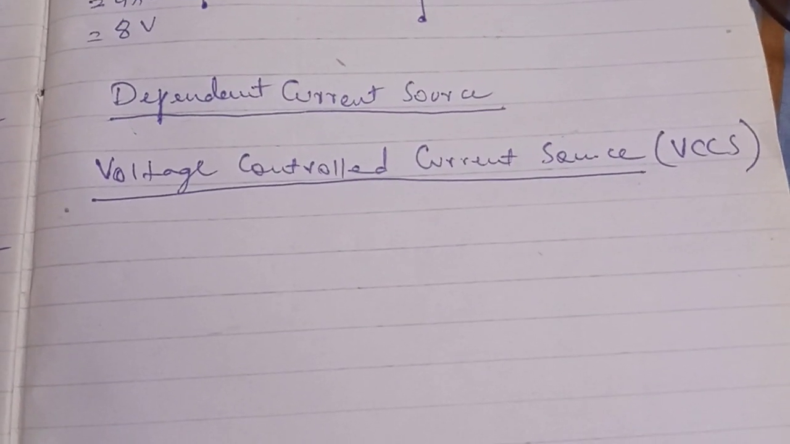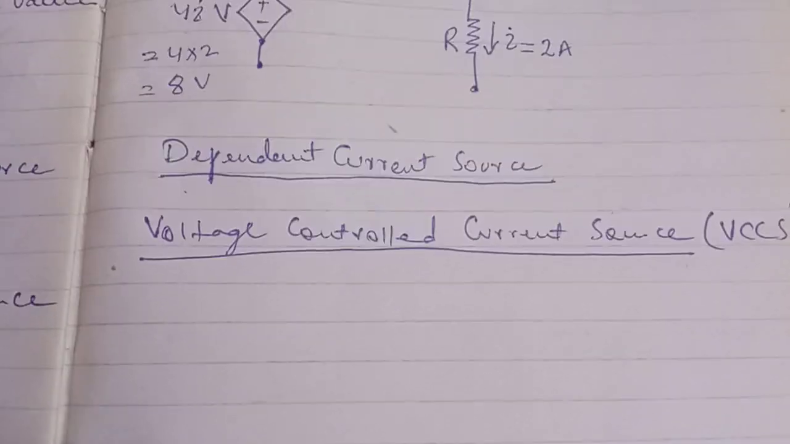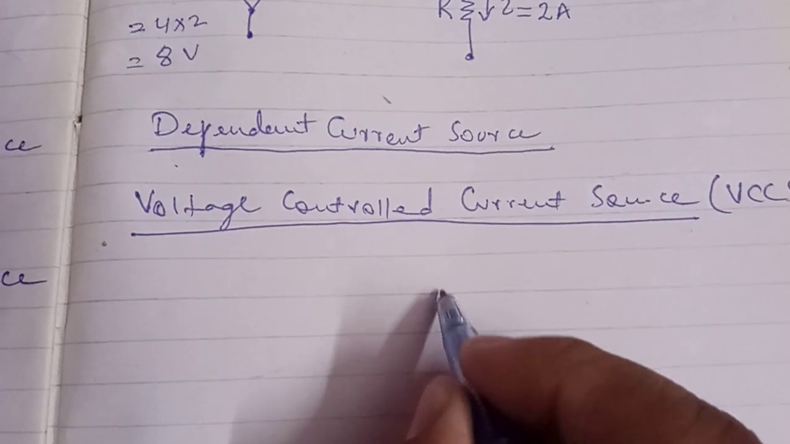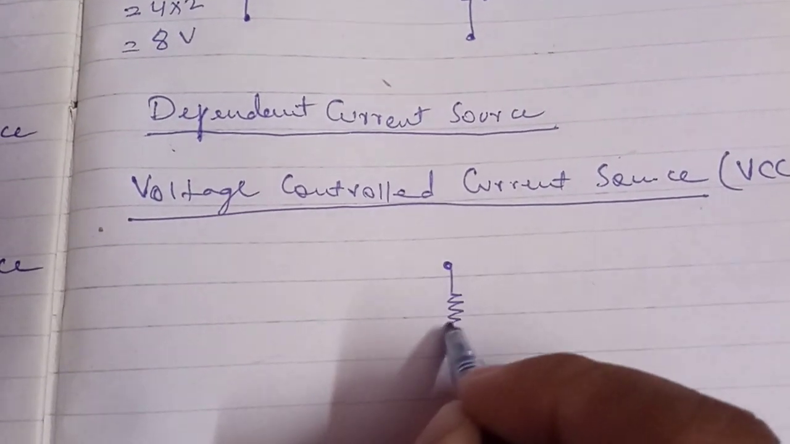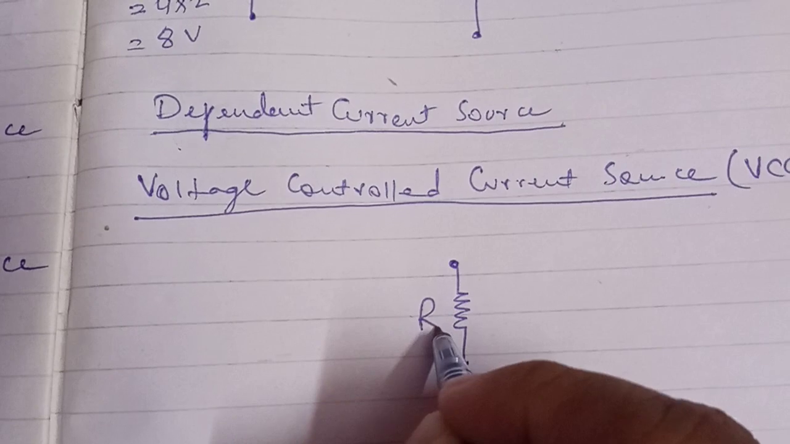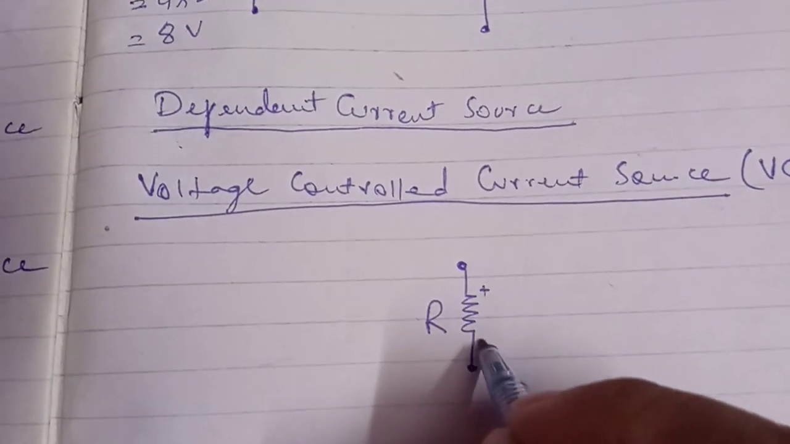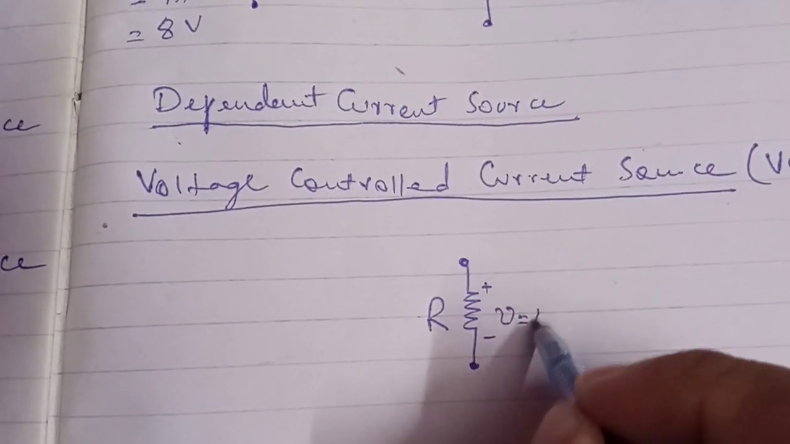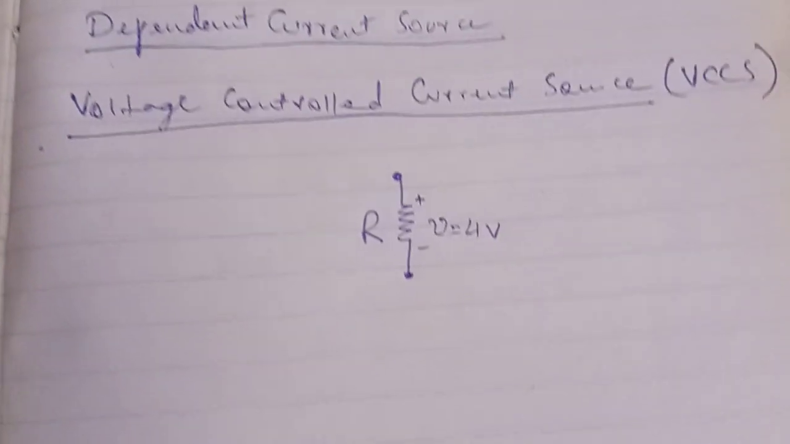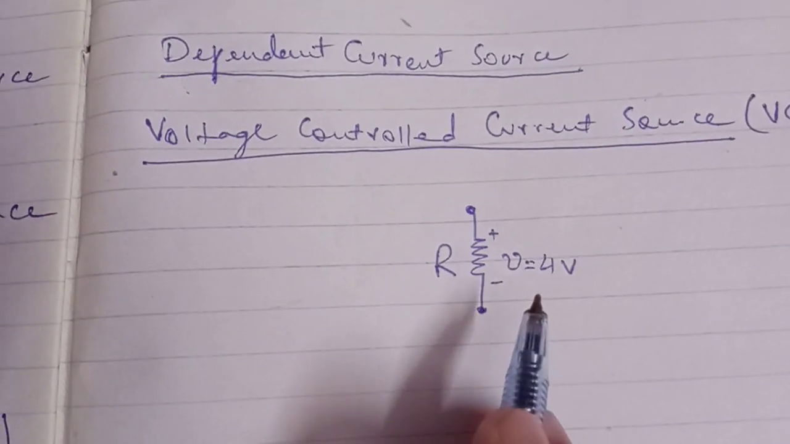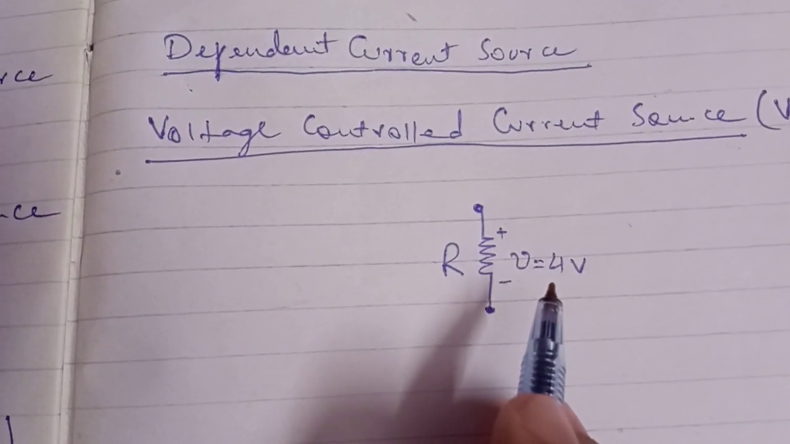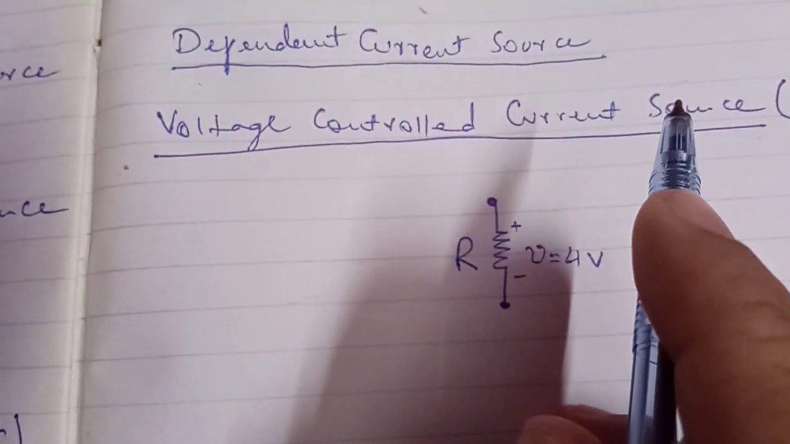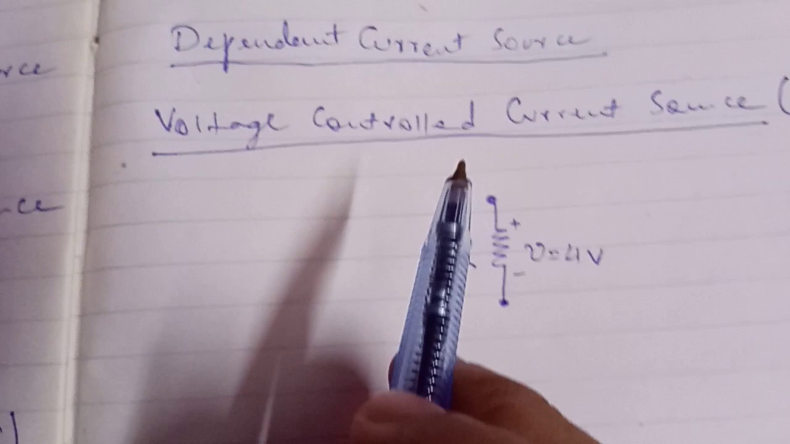So it's a dependent current source, but it is voltage controlled. What does voltage controlled mean? Again, take an example of a resistor, and the voltage across it is V equal to, for example, 4 volt. This 4 volt voltage of the resistor is controlling this dependent current source. That's why the name is voltage control.